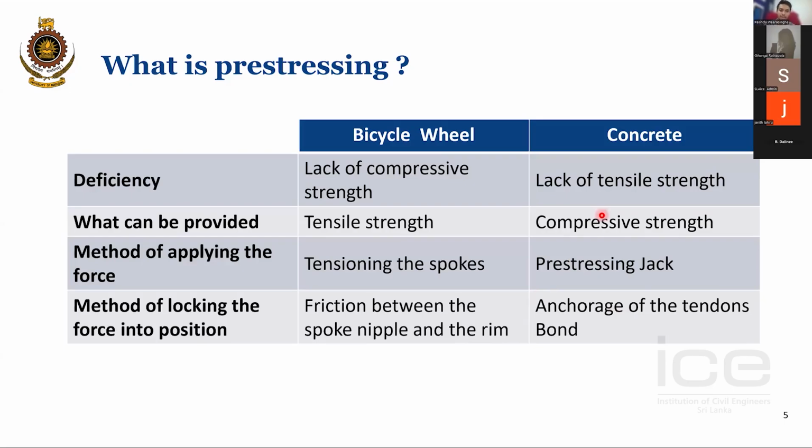So something is lacking in concrete, so we have to make sure it is in compression. In order to make the cross section fully in compressive stress, we apply something called a pre-stress.